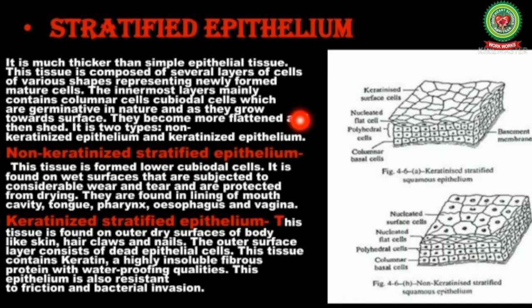Then is stratified epithelium. It is much thicker than simple epithelial tissue. This type is composed of several layers of cells of various shapes, representing newly formed and matured cells. The innermost layer mainly contains columnar or cuboidal cells, which are germinative in nature and they grow towards the surface. They become more flattened as they go above. It is of two types, non-keratinized epithelium and keratinized epithelium.